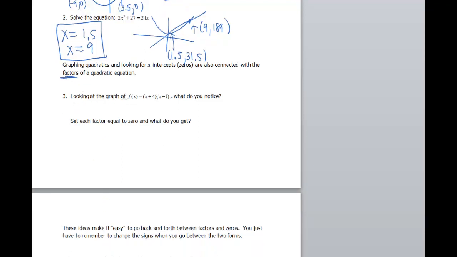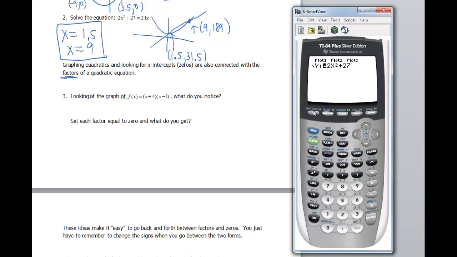Okay, so looking at the graph of, let's bring the calculator back up, clear these equations out. Okay, so we have parentheses x plus 4, parentheses, parentheses, x minus 1. And before I hit graph, I'm going to do zoom, and let's go back to our standard window again. Because remember, that window before was crazy with that 189 on our y. Okay, so here's our graph.